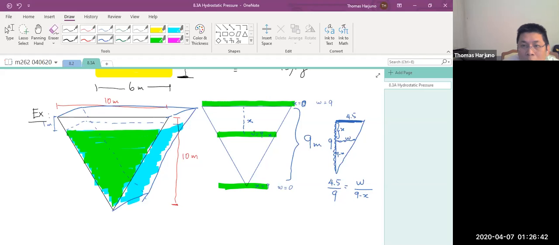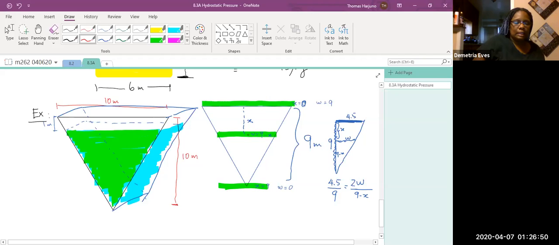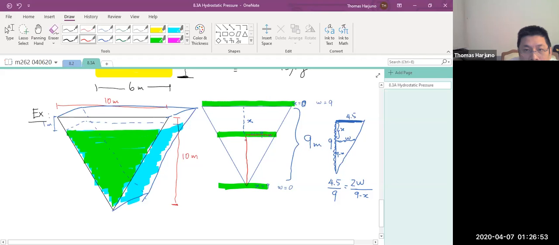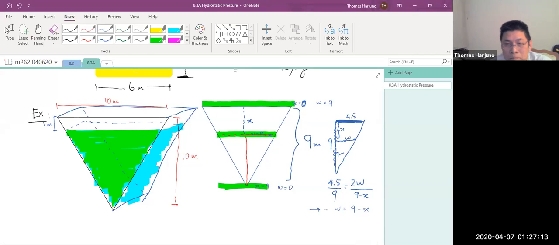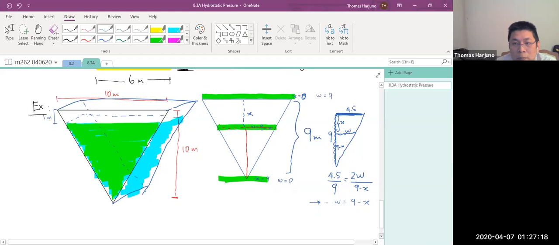Oh, by the way, this width is supposed to be 2 times that. Because when I draw it that way, the width is only half of the supposed width that we have. Now when I play around with these functions here, you will see that W equals 9 minus x. I hope you can see why it looks like that.